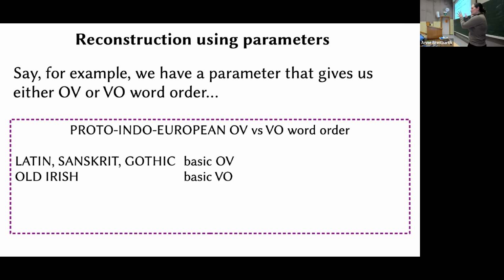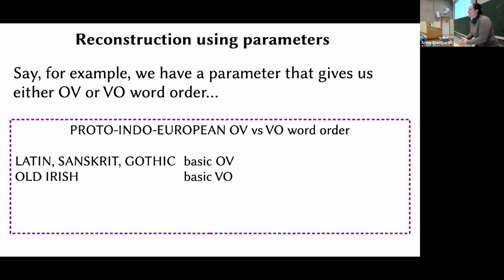Now, this is just a toy example. This is not all the information that's out there, right? But I just want you to follow along. How do we then decide which one it is? Is this OV or VO in Proto-Indo-European? How can we decide? Do we find Old Irish more important because I like Ireland? Irish pubs, sorry. What is going to be our decision-making process, right?